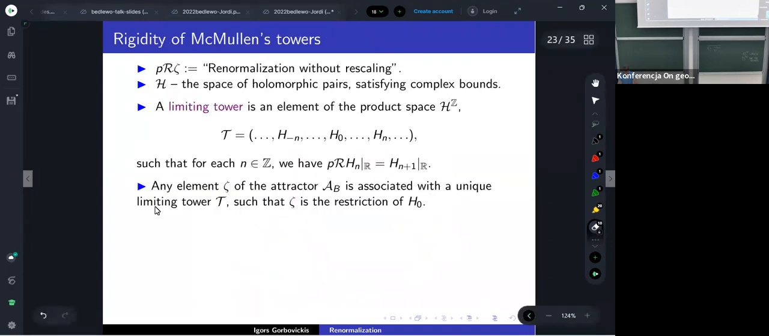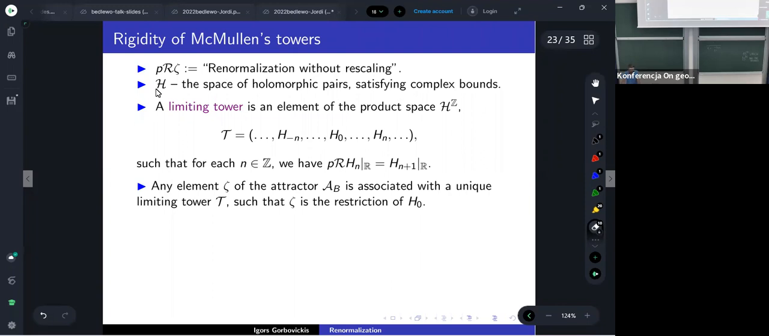And so once we have complex bounds, the next step in the construction of the attractor is the so-called rigidity of Macmillan towers. I'll have to give some definitions here. Instead of renormalization, I'll have to consider the so-called pre-renormalization, which is the same renormalization without rescaling, so essentially the first return map without rescaling. I'll just write the letter P in front.